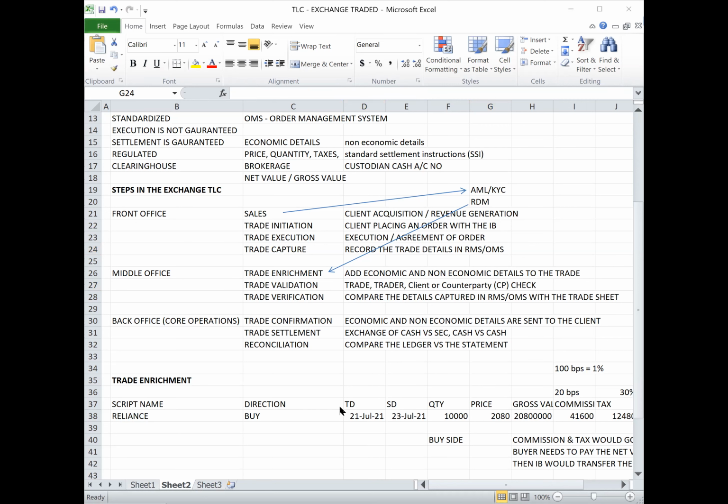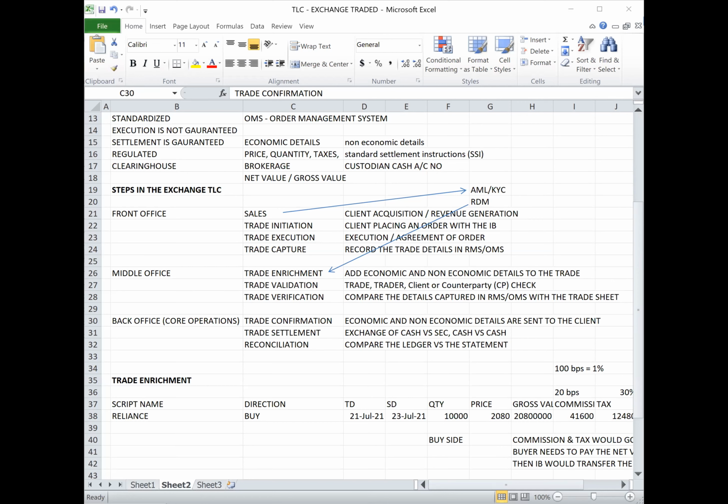Okay, next we have the back office or core operations team. What they will do is the trade confirmation. So what is trade confirmation? You are consolidating all the details, that means economic details as well as non-economic details, and sending all these details to the client, for the client to confirm, so that there is no discrepancy in understanding between what the investment bank thinks and what the client thinks.